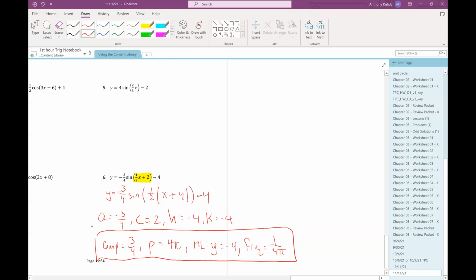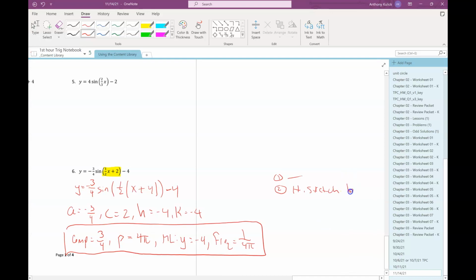And then I think we asked you to describe the transformation also in this problem. Since the C is positive, we have no reflection across the y. If there's nothing going on, I'm just going to put a dash, not bother to write anything. Since the absolute value of C is greater than 1, this is a horizontal stretch by a factor of 2. Since the A is negative, we have a reflection across the x-axis. And since the absolute value of A is less than 1, we have a vertical shrink.